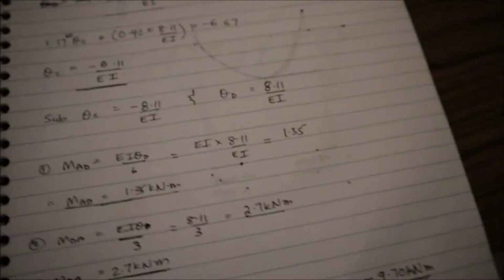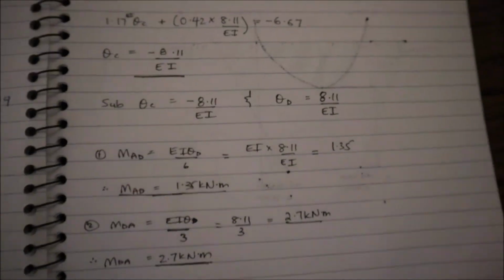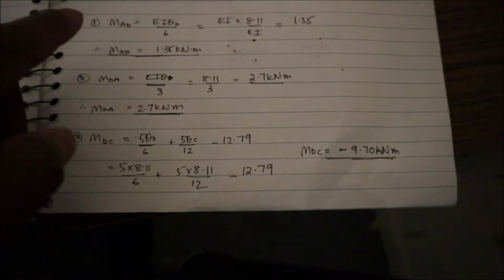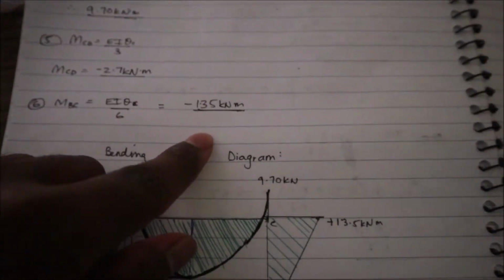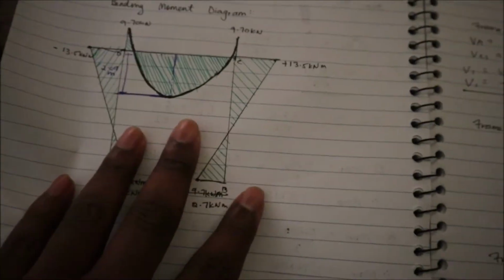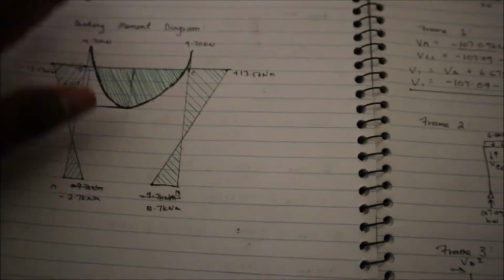After we found both answers, we sub them into the rest of the equations: equation number 1, 2, 3, 4, 5, and 6. And we have found all our respective answers here. After we found all the answers, we get the bending moment diagram by solving all of the equations. And now we have to find the shear force diagram.